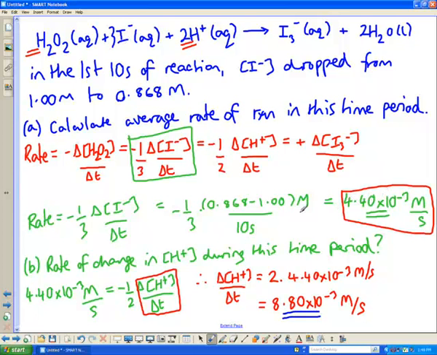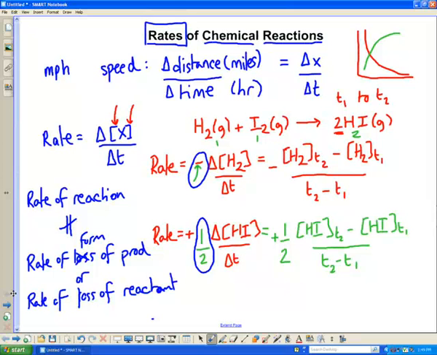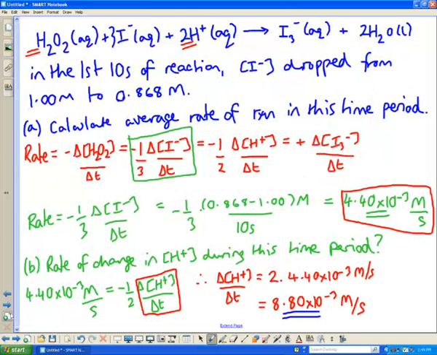Anyway, that is pretty much everything I wanted to go through about rates of chemical reactions, taking into account the coefficients here and the signs, and then how to figure out relative changes of concentration of particular species.